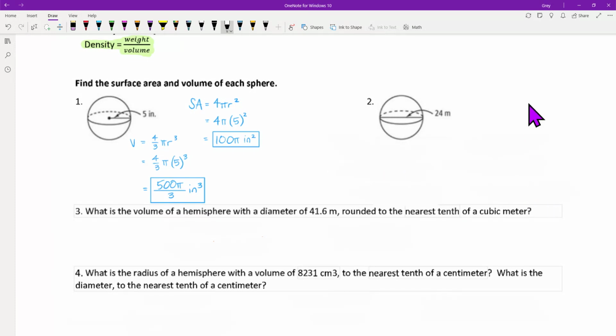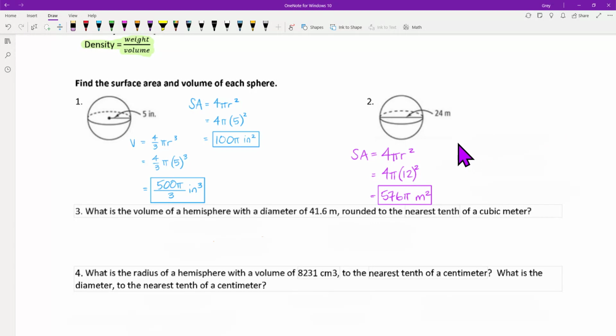Okay, number 2, we have a sphere with a diameter of 24. So my surface area formula, 4 pi r squared. What is my radius? Not 24, it is 12. And 144 times 4 is 576 pi meters squared. All right.